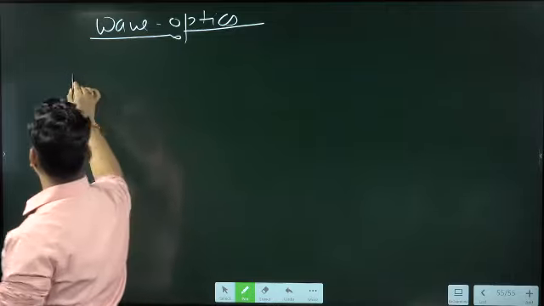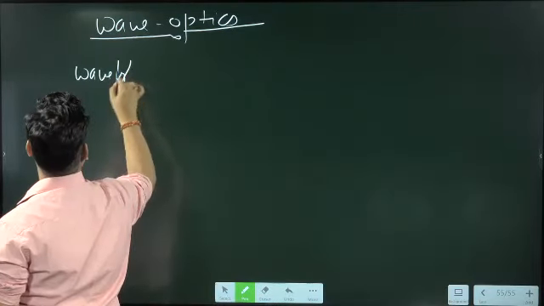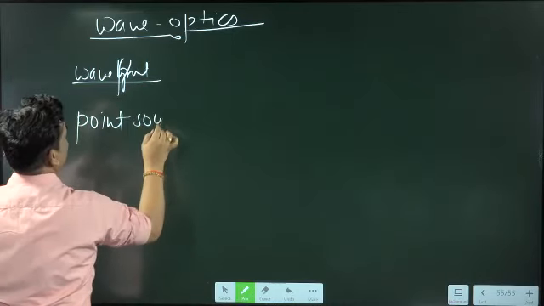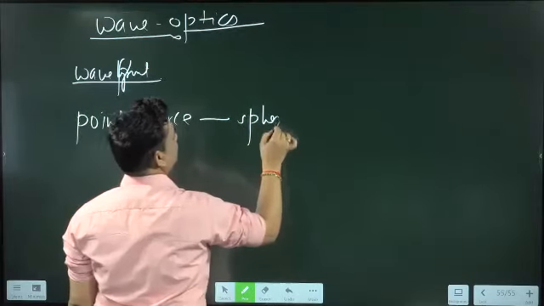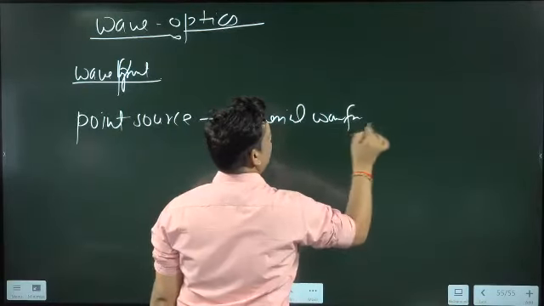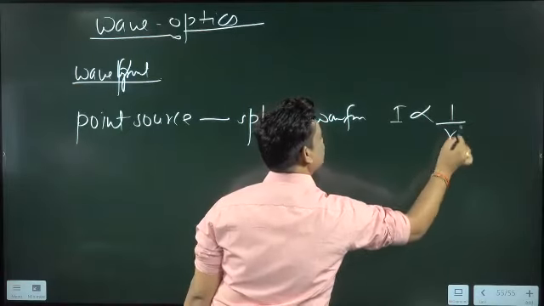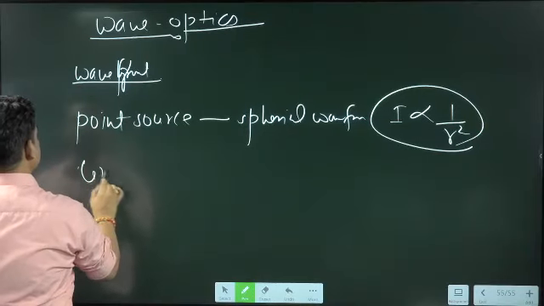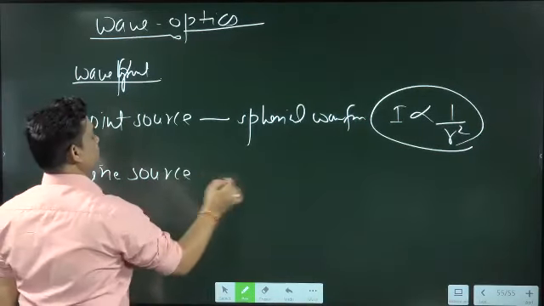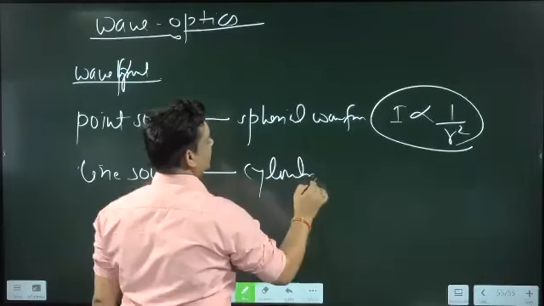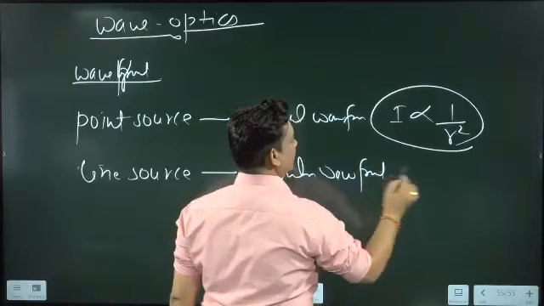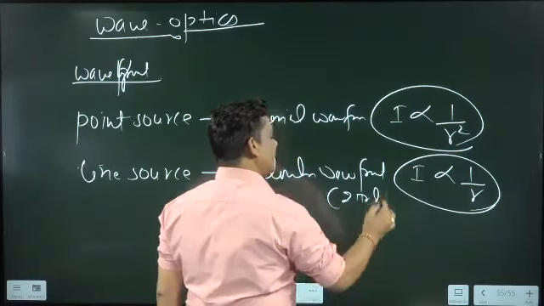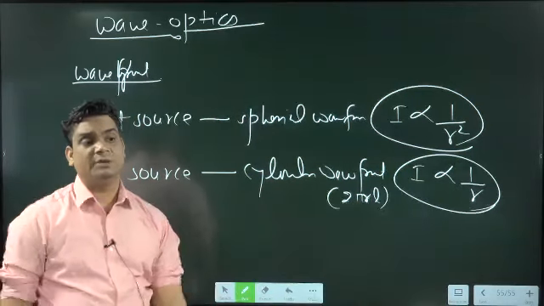So in wave optics, the first thing is the wave front. You have to remember the wave front. One is the point source. A point source always produces a spherical wave front, and for this intensity will be proportional to 1 by r square, because the area of the sphere is 4 pi r square. Your line source will produce a cylindrical wave front, and then I is proportional to 1 by r, because the area of a cylinder is 2 pi r l.